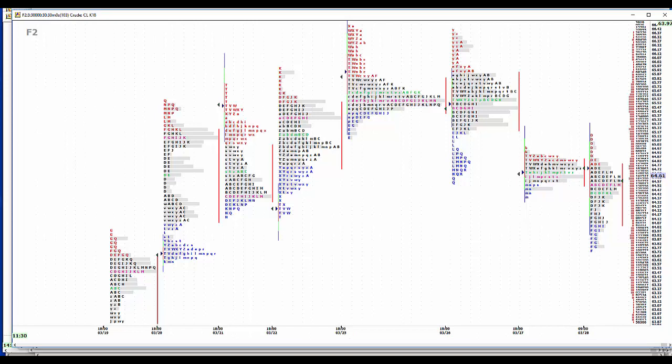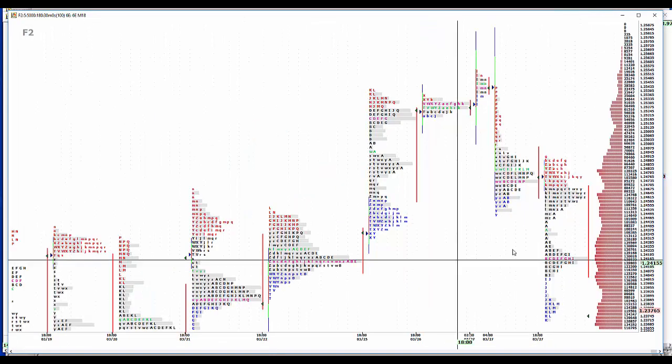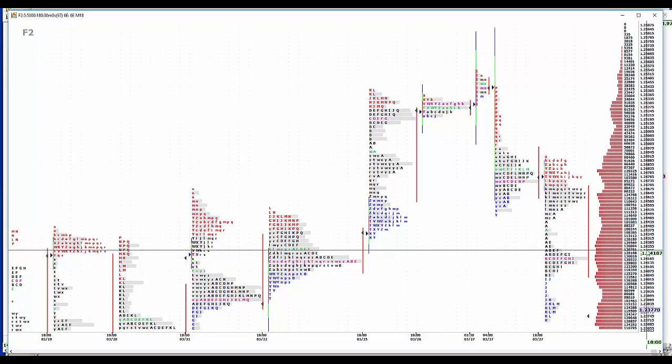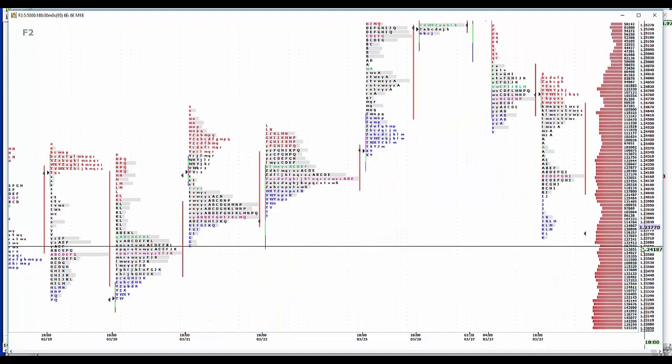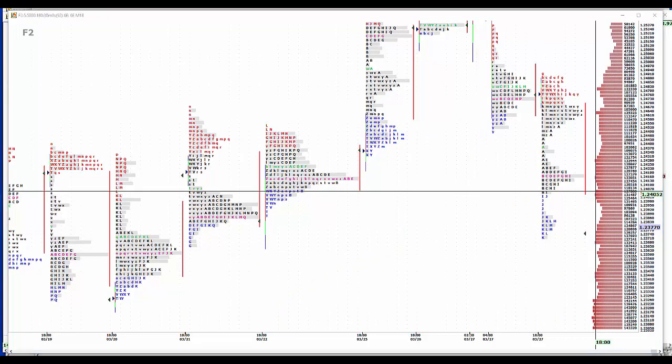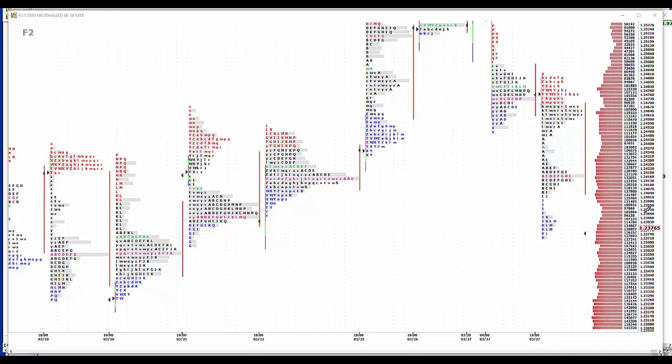Multiple distributions lower, pretty easy sell today, just looking at the setup. So we'll make 23.90 to 24 even, sell one. 24.25, sell two. 23.50 to 60, buy one. And 23.25, buy two.